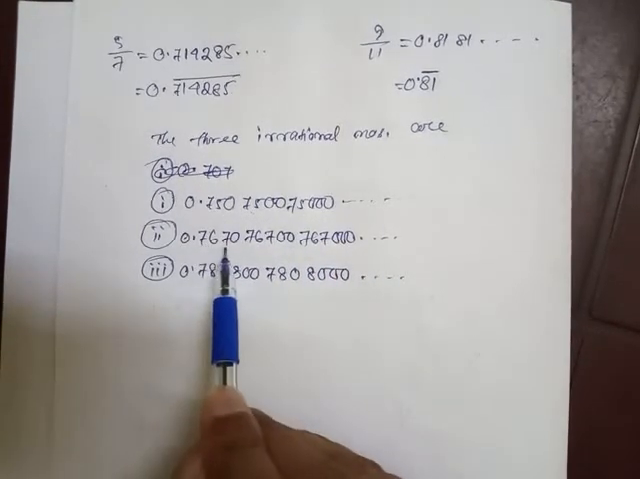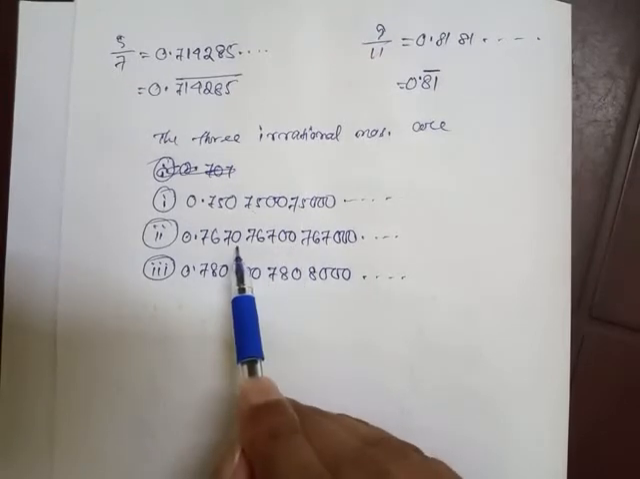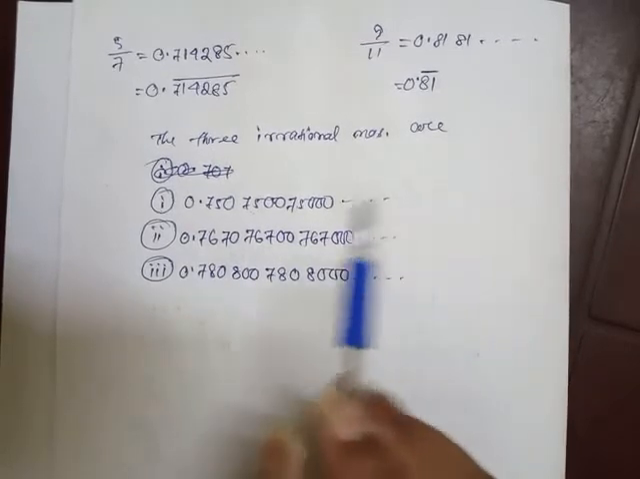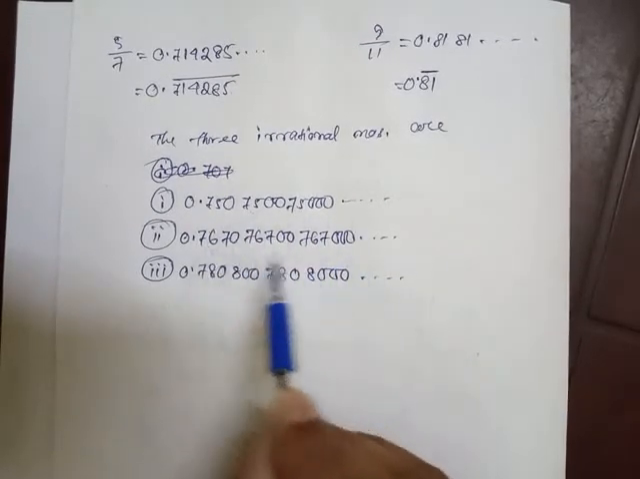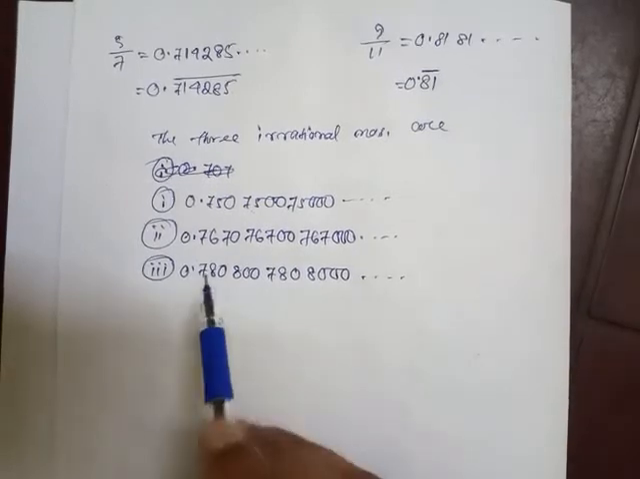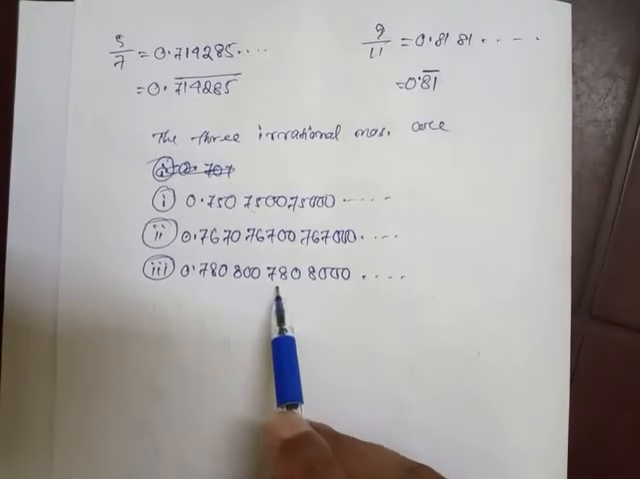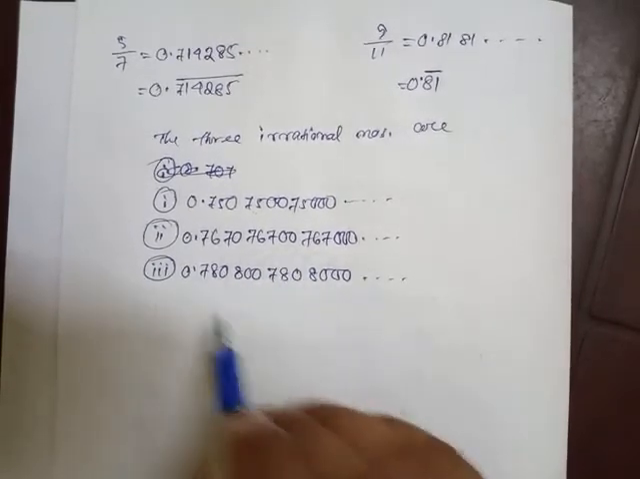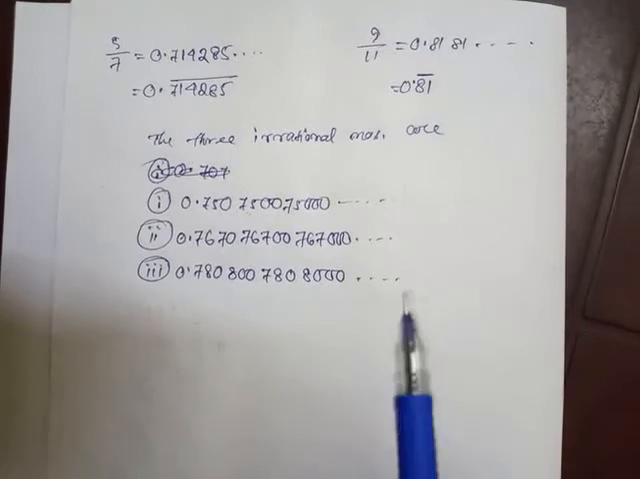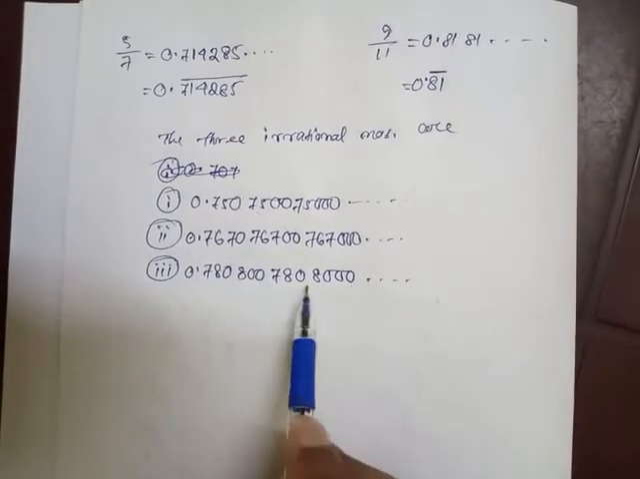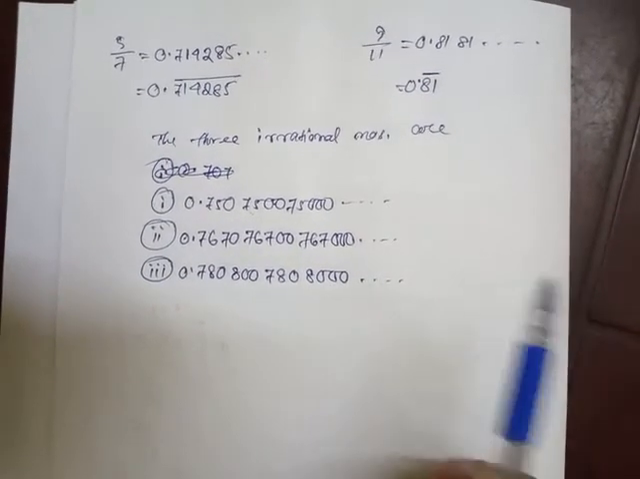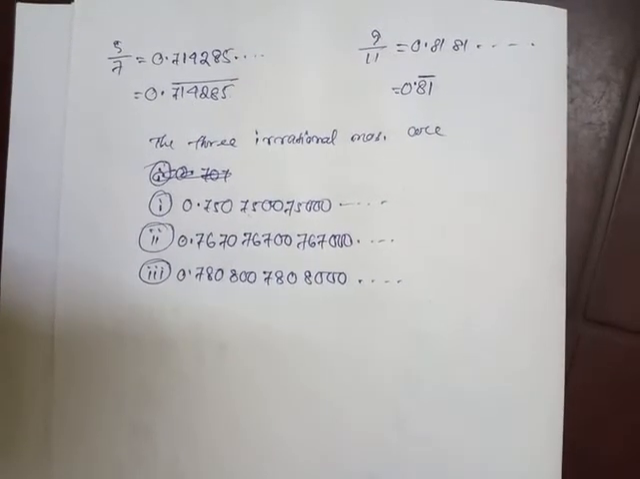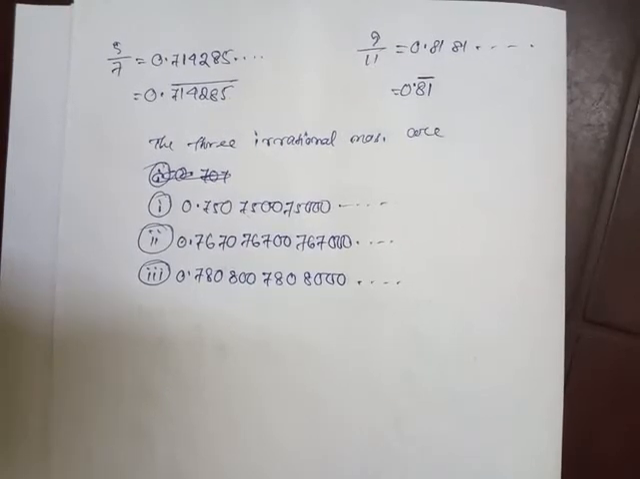Same here also, 7670, now 76700, then 767000, they are also non-terminating non-repeating, and non-terminating non-repeating numbers are irrational numbers. Same 780, 7800, 78000. This is also non-terminating non-repeating, which means the numbers do not repeat regularly but gradually increase. So these three are examples of irrational numbers for question number 8 of exercise 1.3.